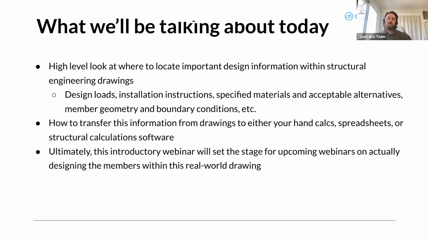Also specified materials. Here we're talking about the member schedules, where to locate those, and where to see the actual beam or column or footing or shear wall that the schedule is referring to. And also acceptable alternatives. If the engineer specifies something, that doesn't 100% guarantee that's what we're going to use. That's where the ClearCalcs member selector would come in handy.